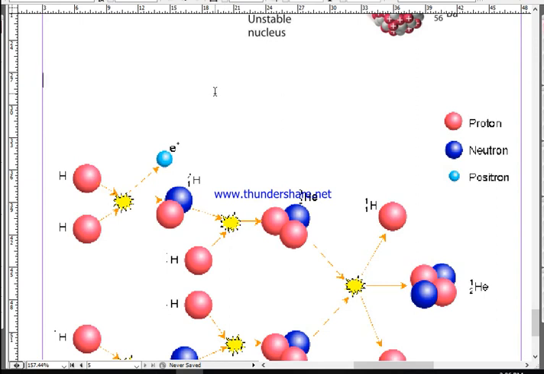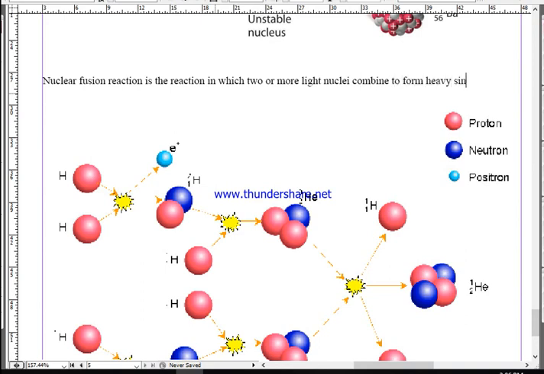Nuclear fusion reaction is the reaction in which 2 or more light nuclei combine to form a heavy single nucleus, and it takes place in the sun.